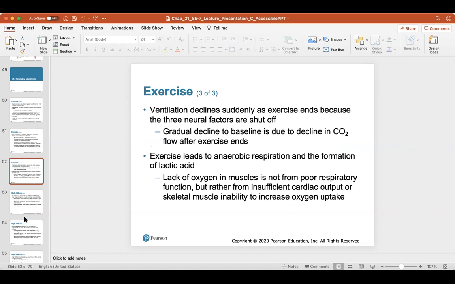Exercise will lead to anaerobic respiration and the formation of lactic acid. Because there's a lack of oxygen in the muscles, it's not from poor respiratory function, but rather from insufficient cardiac output or skeletal muscle inability to increase oxygen intake.